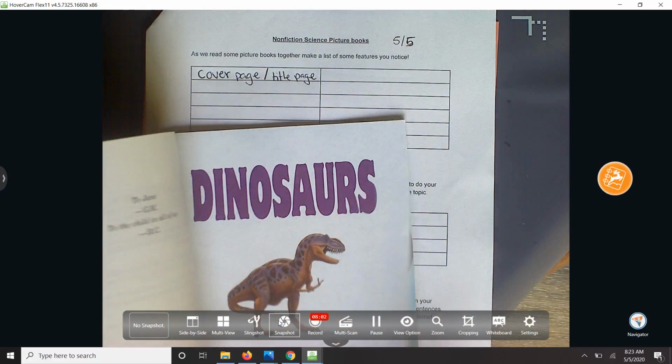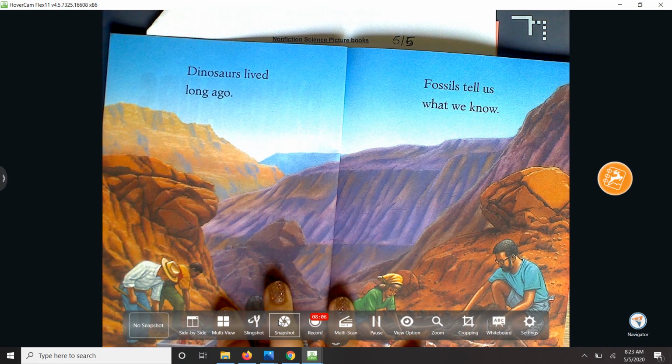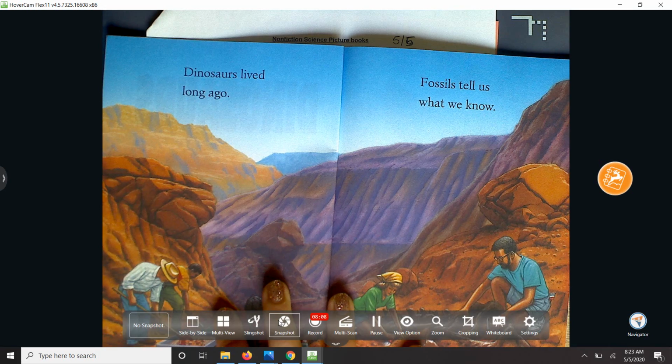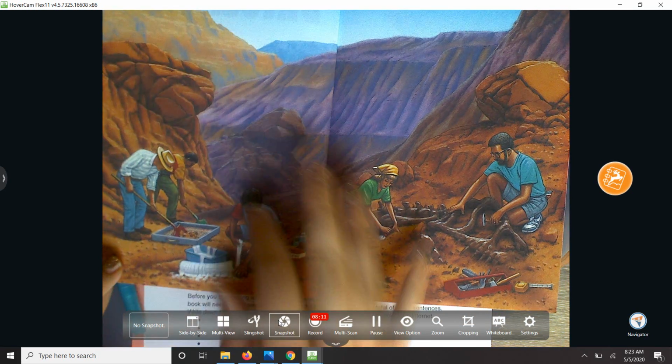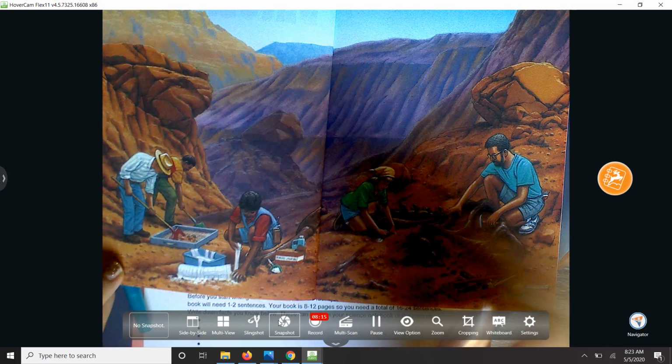Okay, here we go. Dinosaurs lived long ago. Fossils tell us what we know. And we can see we have an illustration here. It's full color from edge to edge.